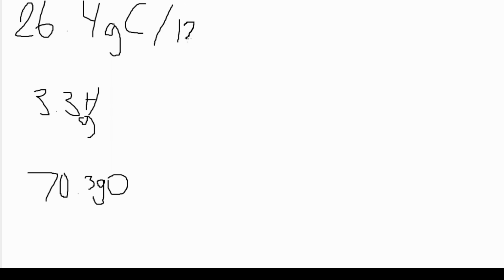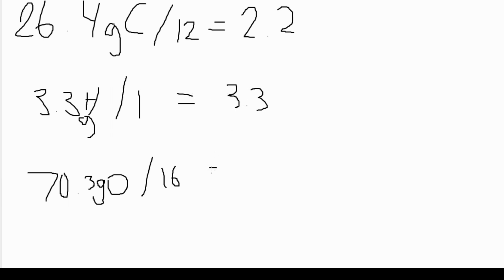So carbon we would divide by 12, it's the molar mass on the periodic table. Hydrogen we divide by 1 from the periodic table. Oxygen we divide by 16, periodic table. So you're going to divide these, and you're going to get some numbers. For carbon I'm getting 2.2, and I'm just doing this in a calculator. For hydrogen I'm getting 3.3. For oxygen I'm getting 4.4.